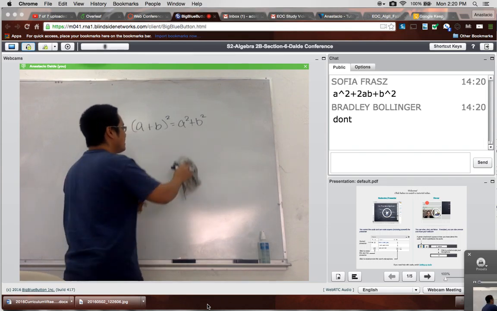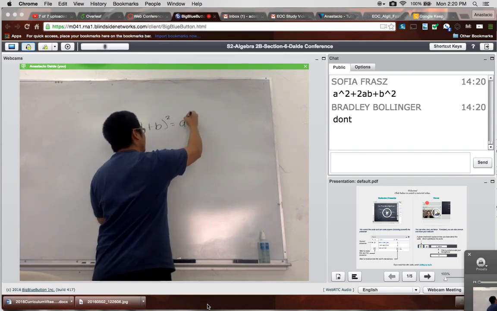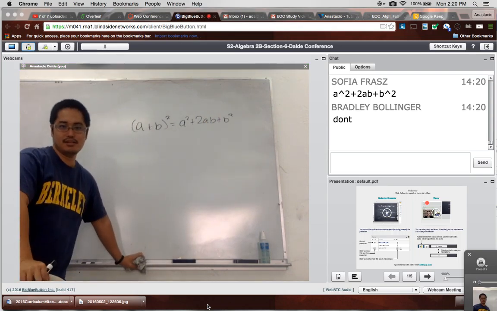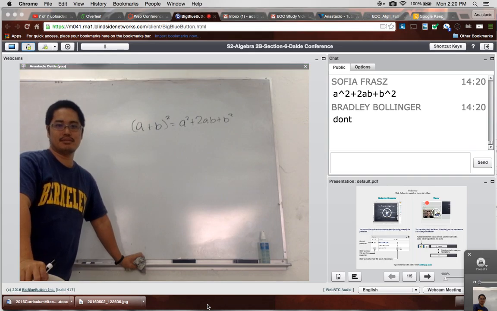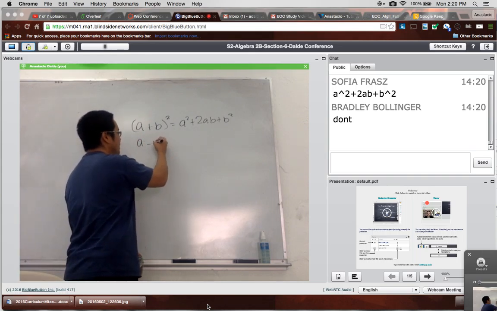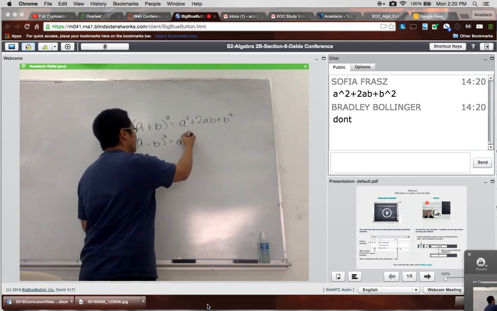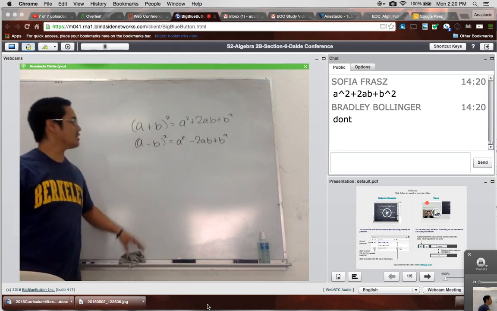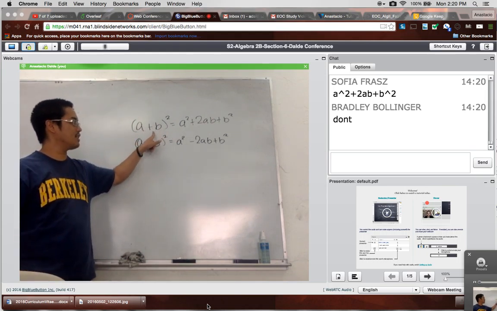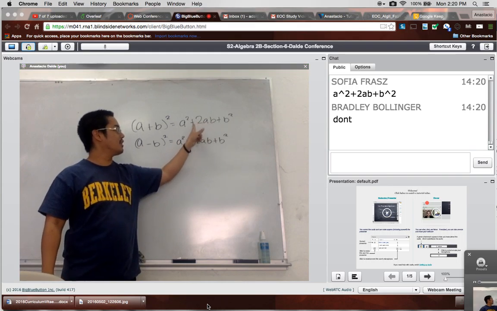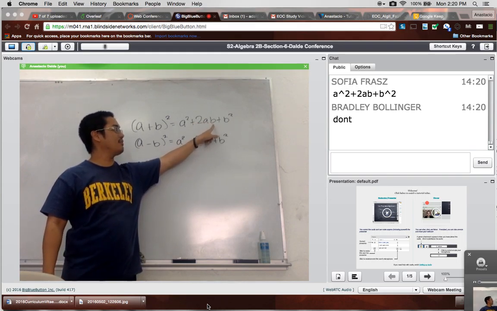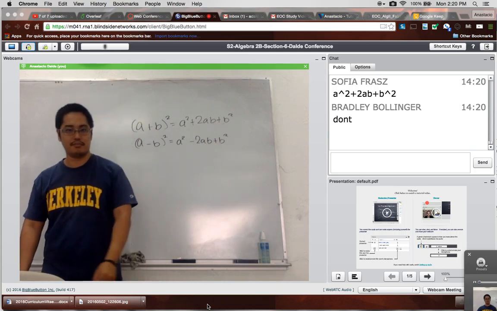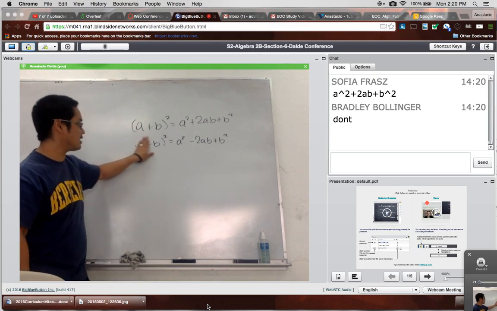No, this is a squared plus 2ab plus b squared. And then a minus b squared, that's a squared minus 2ab plus b squared. And it really is just doing this thing, but just changing it to a negative b. That will change 2 times a times negative b, which just becomes negative 2ab. And then negative b squared just becomes positive b squared. So really, it's just this equation on top that's important.